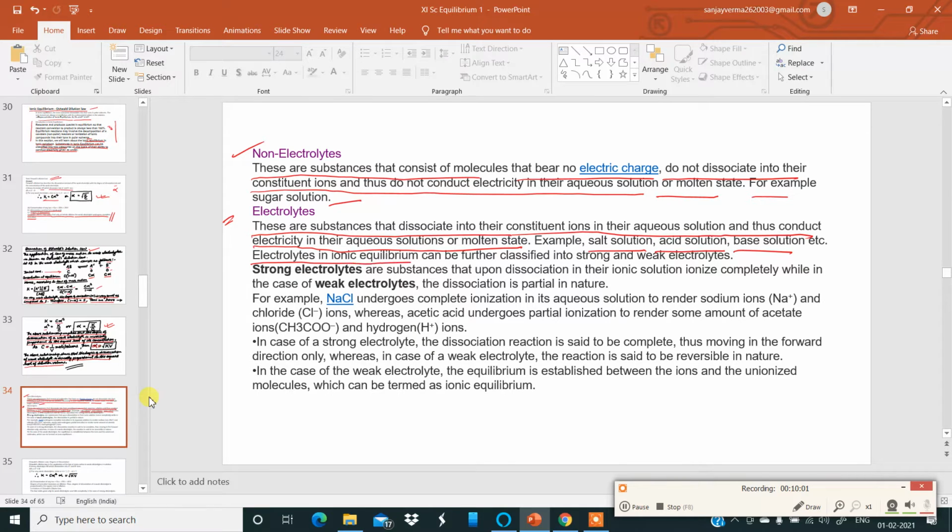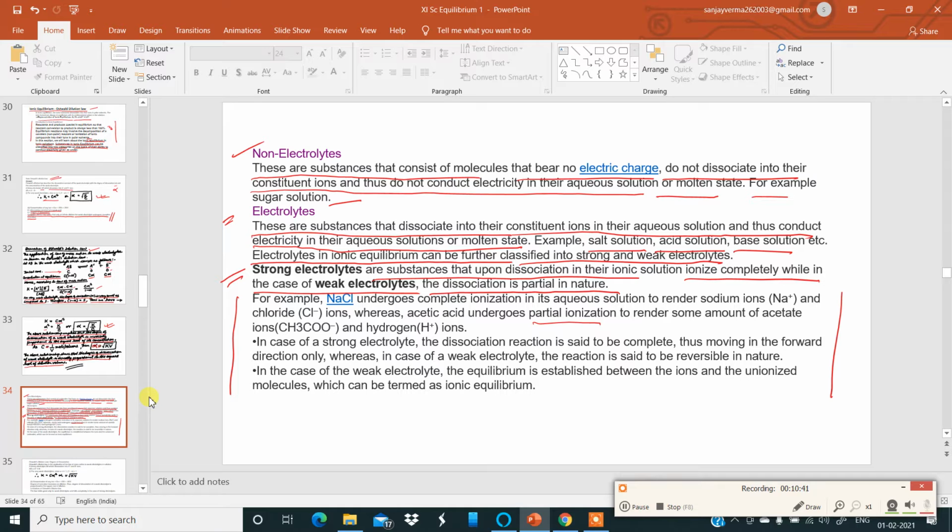Electrolytes in ionic equilibrium can be further classified into strong and weak electrolytes. Strong electrolytes are substances that upon dissociation in their ionic solution ionize completely, while in the case of weak electrolytes, the dissociation is partial in nature. Examples are given over here. You can have a look. Sodium chloride, in aqueous solution state, undergoes complete ionization to produce the maximum number of sodium and chloride ions, whereas acetic acid is a weak electrolyte. It undergoes partial ionization to render some amount of acetate ions and hydrogen ions.